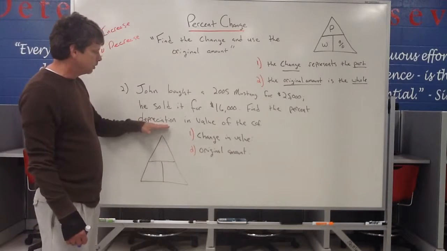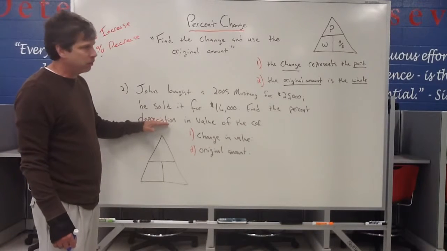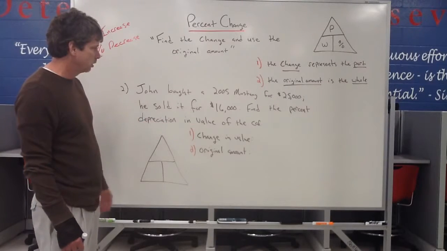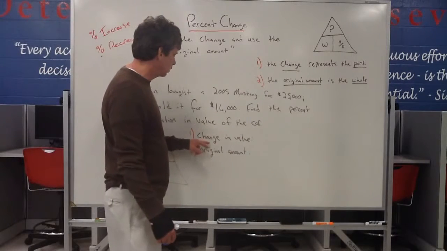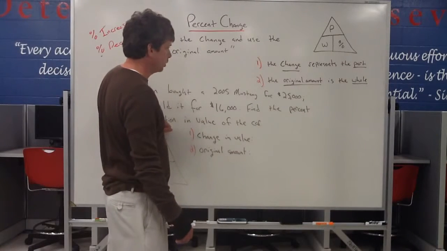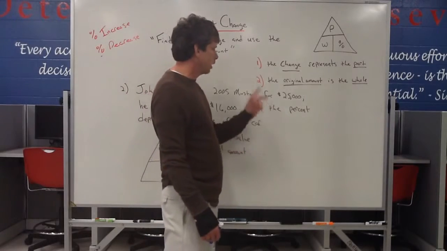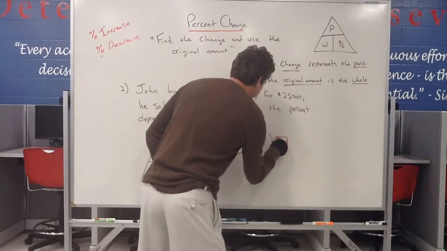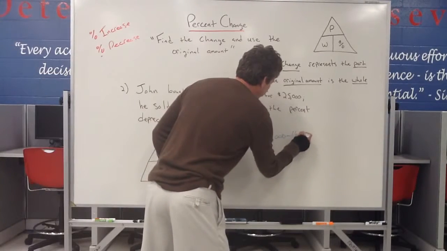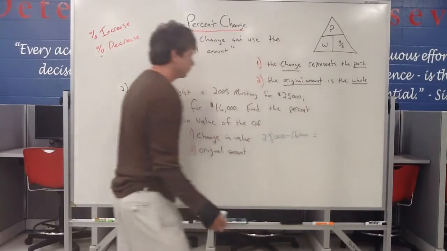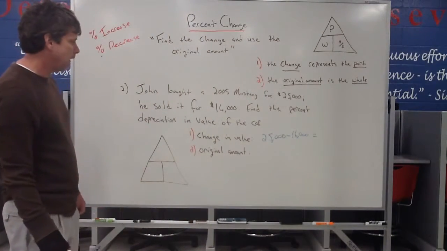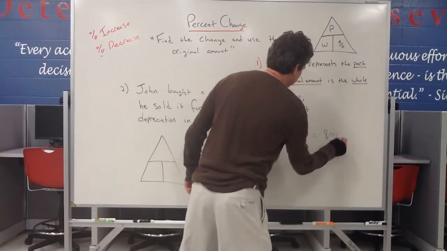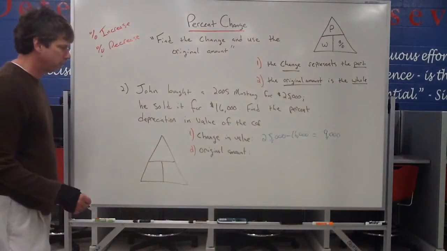Depreciation is a vocabulary word, but we know that it implies a decrease in value. So what we need to do is find the percent decrease. To find the change in value, or in this case the depreciation, remember we have to use subtraction. So we have 25,000, and we have to subtract 16,000 from that. That gives us about a $9,000 change in value. So our change in value will be $9,000.